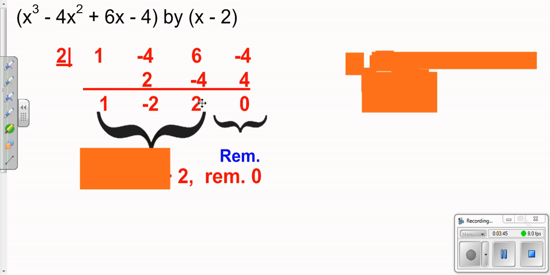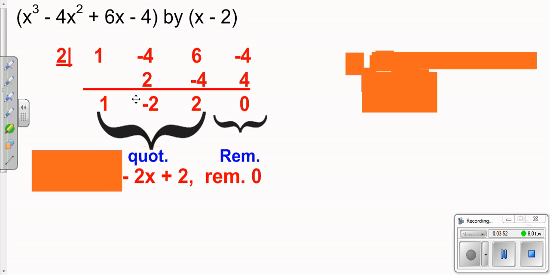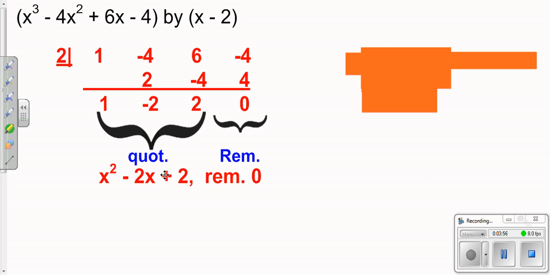We'd have a 2. Then this would be what's in front of your x to the first power. And then this would have to be what's in front of your x squared then. And so that's our answer. That's our quotient, that's our answer, that's our remainder. That's synthetic division.